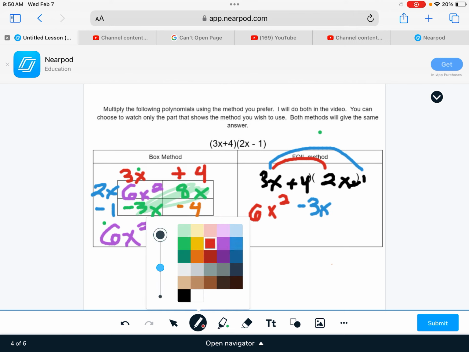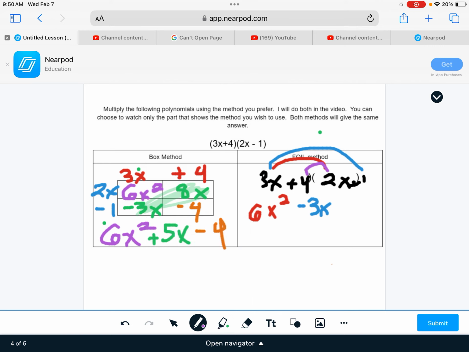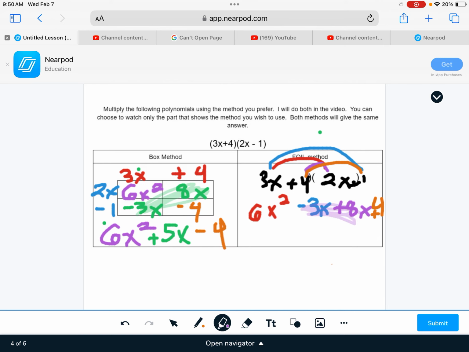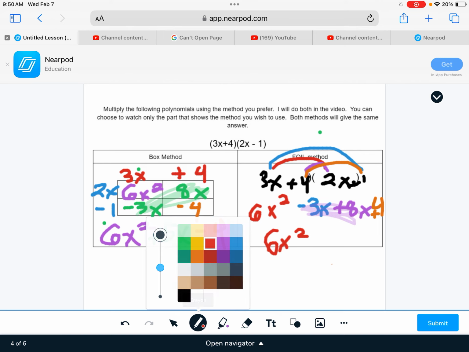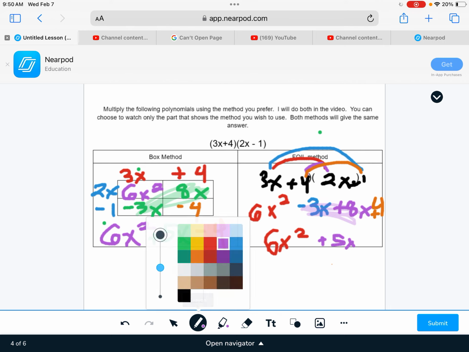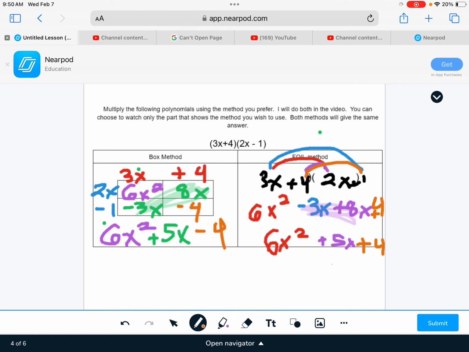My inner terms come next, and my inner terms are going to be the ones in the center. 4 and 2 are going to multiply together, and that is going to be a positive 8, with an x. And last but not least, my last terms, which are going to be my 4 and my 1, which multiply together to give me that positive 4. Once again, I can combine this negative 3x and that 8x together, and I end up with 6x squared plus 5x, and then again that plus 4 at the end.